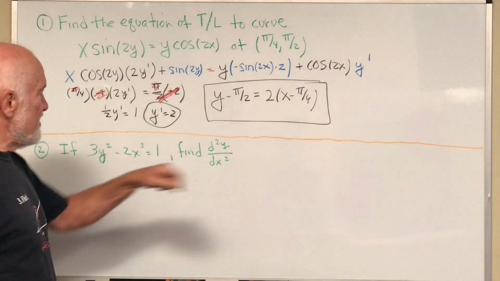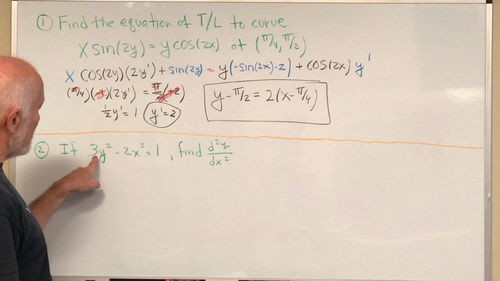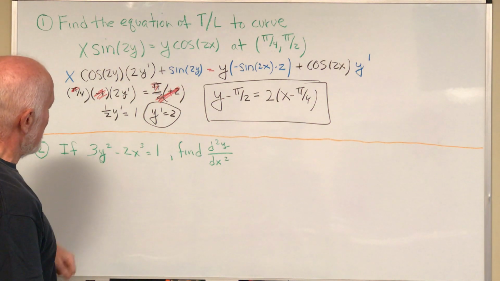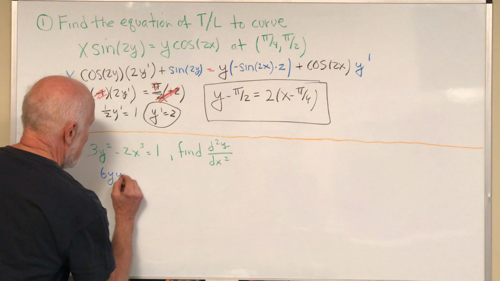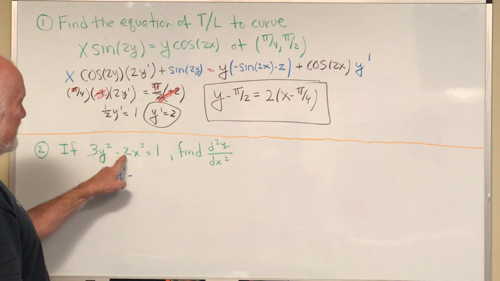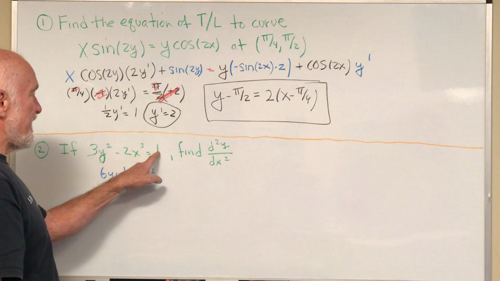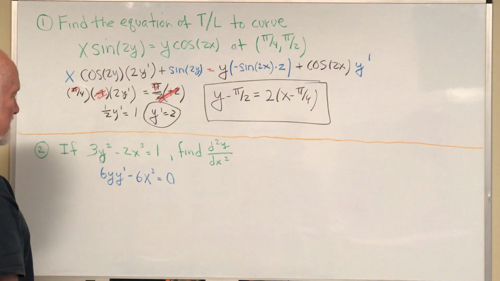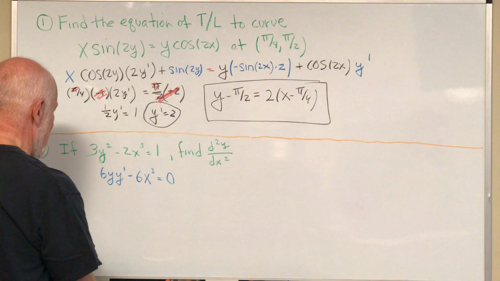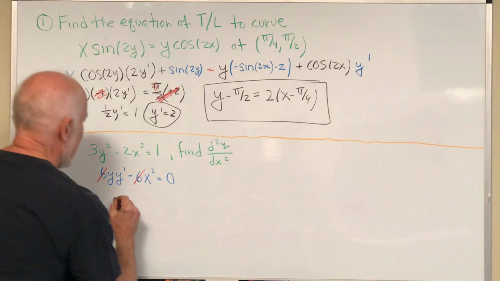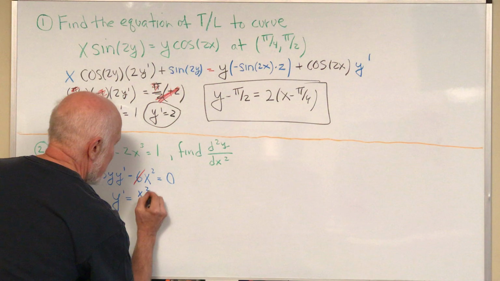So before you can get the second derivative, we've got to first get the first derivative. So implicitly, just start taking derivatives. What's the derivative of 3y squared? Well, the derivative of y squared is 2y, y prime. So we get 6y y prime, minus the derivative of 2x cubed, which is 6x squared, equals the derivative of a constant, which is 0. Now I can divide everything through by 6, and solve for y prime. y prime, if I bring the x squared to the other side, is x squared over y.